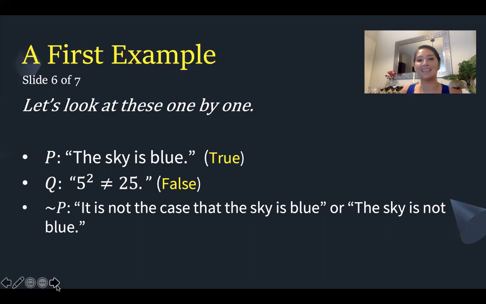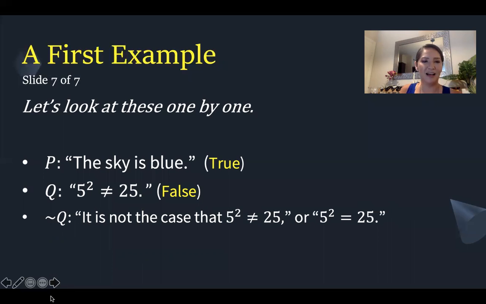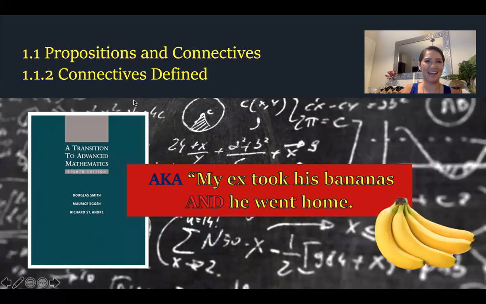The negation of P. It is not the case that the sky is blue, or more briefly, the sky is not blue. Since P is true, not P is false. Not Q is interpreted this way: it is not the case that 5 squared is not equal to 25, or we might say 5 squared equals 25. Since Q was false, not Q is true. Okay, so that is how we handle those. I'd like to show you this on a piece of paper because this is probably what you're going to be doing if you do some problems on your own. Okay, so I'm going to make my little chart.